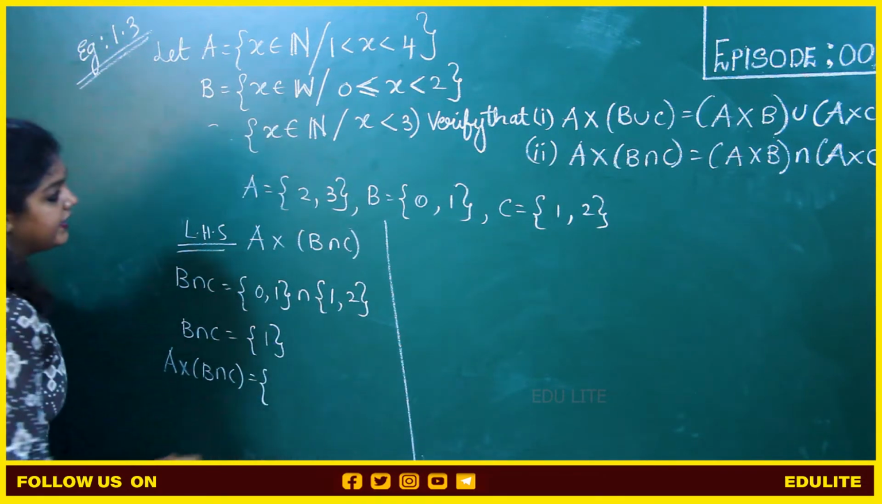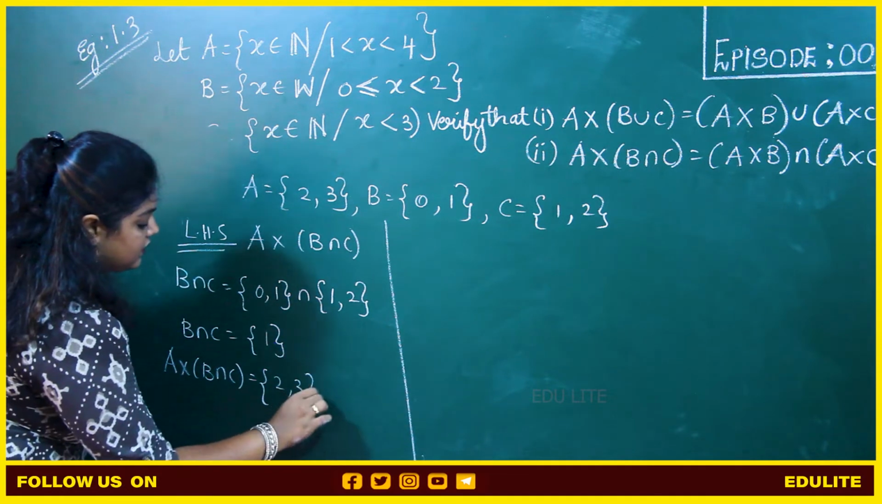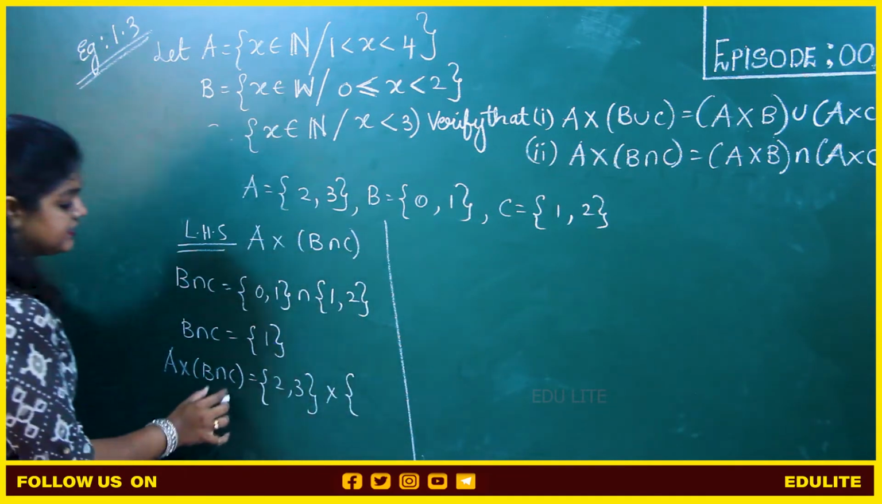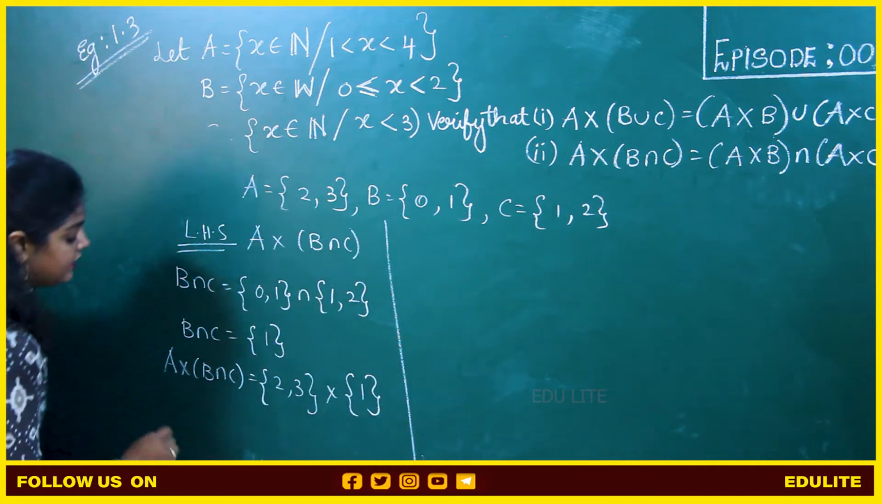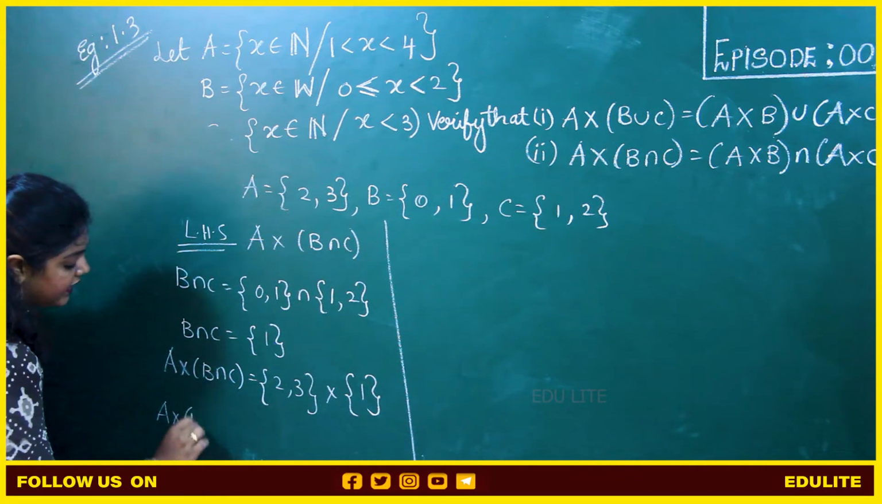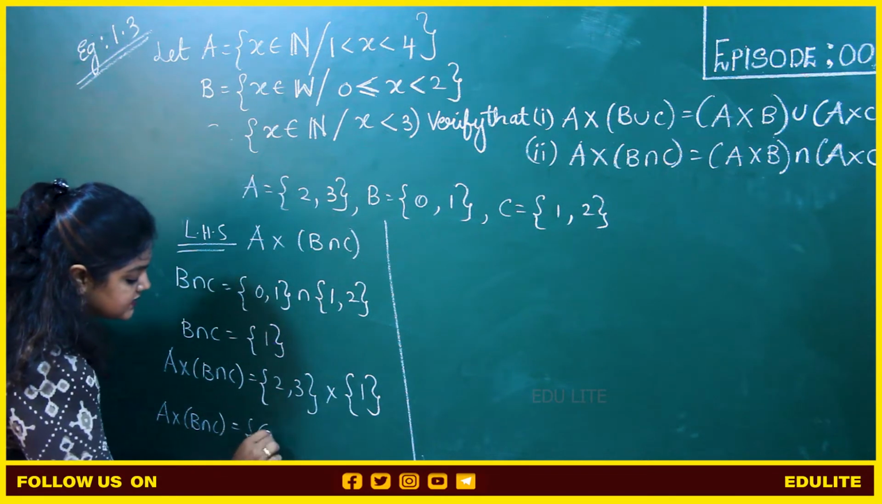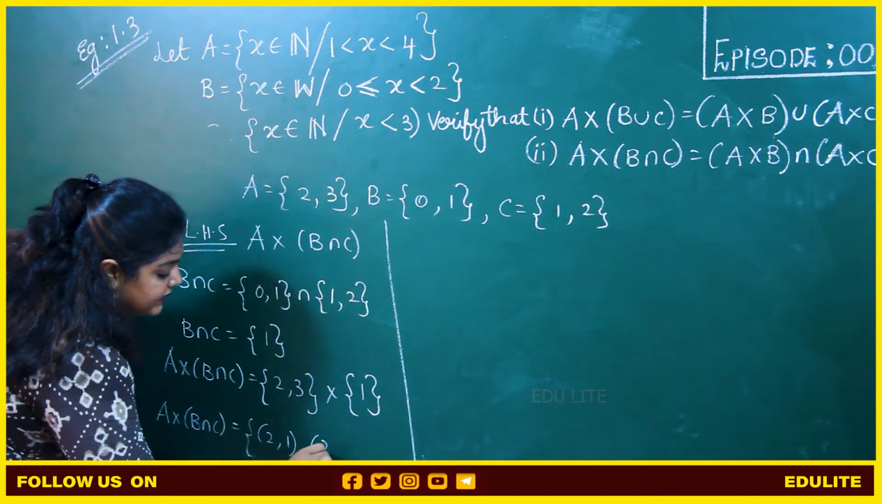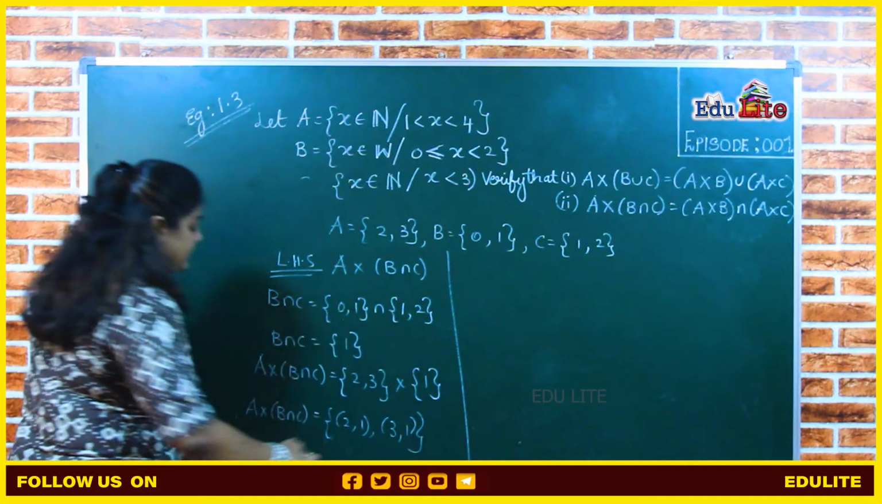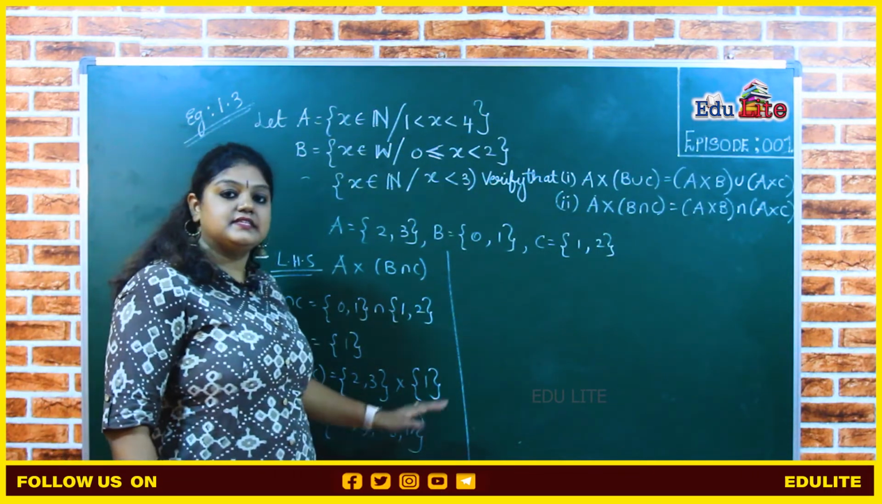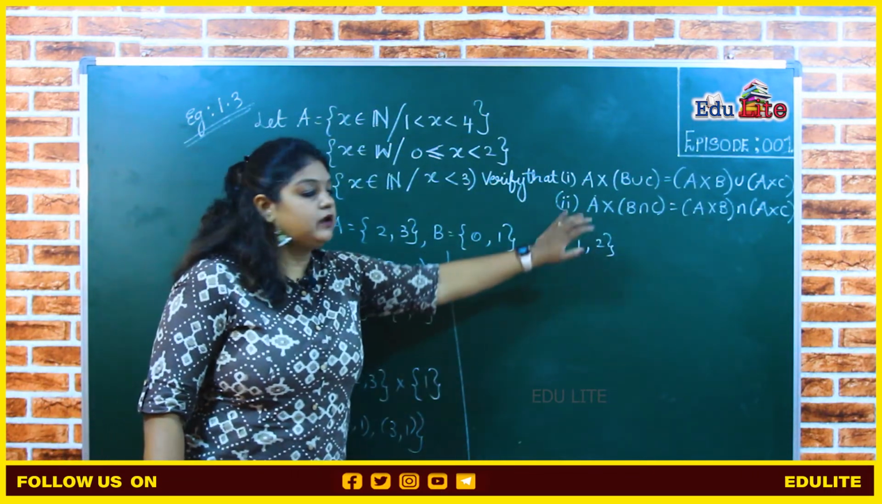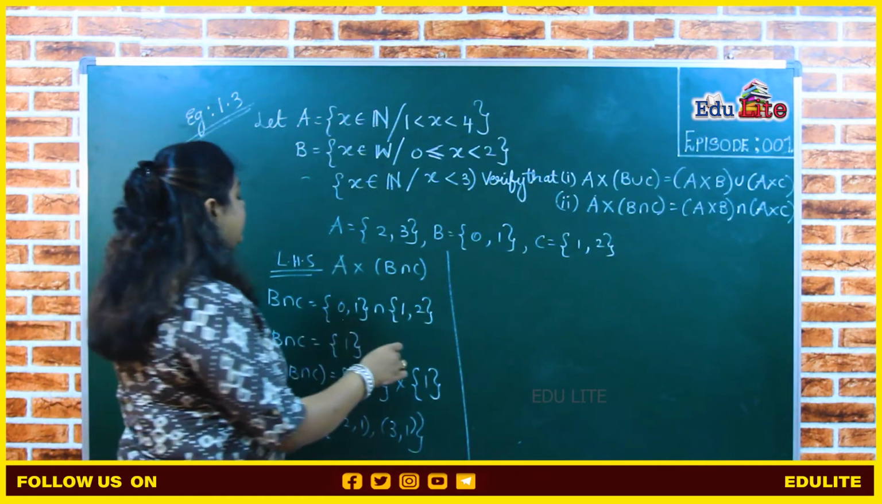The set A is {2, 3} cross B intersection C, which we got as {1}. Now we have to write the cross product. A cross (B intersection C) equals the set of all ordered pairs, which is (2, 1) and (3, 1). So this is the left hand side we got. If we get the same answer on the right hand side, this will also be verified. Now we will prove the right hand side.